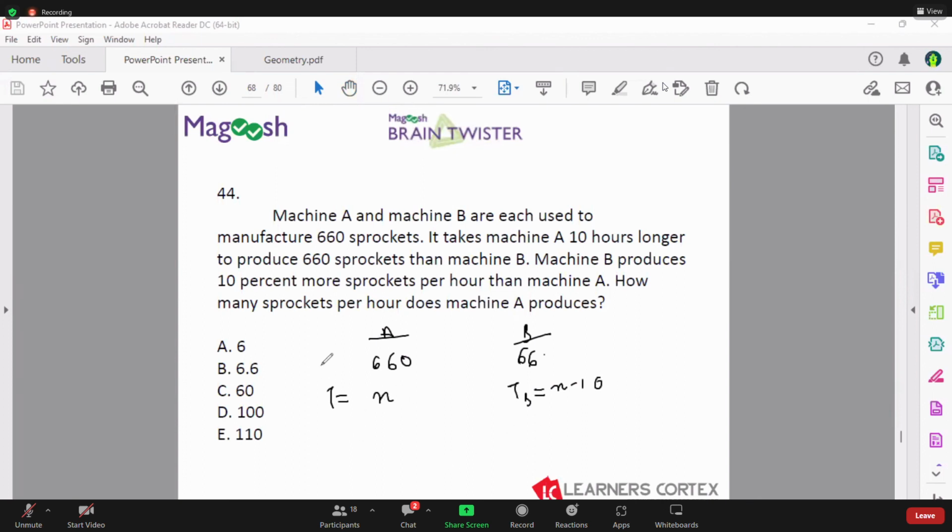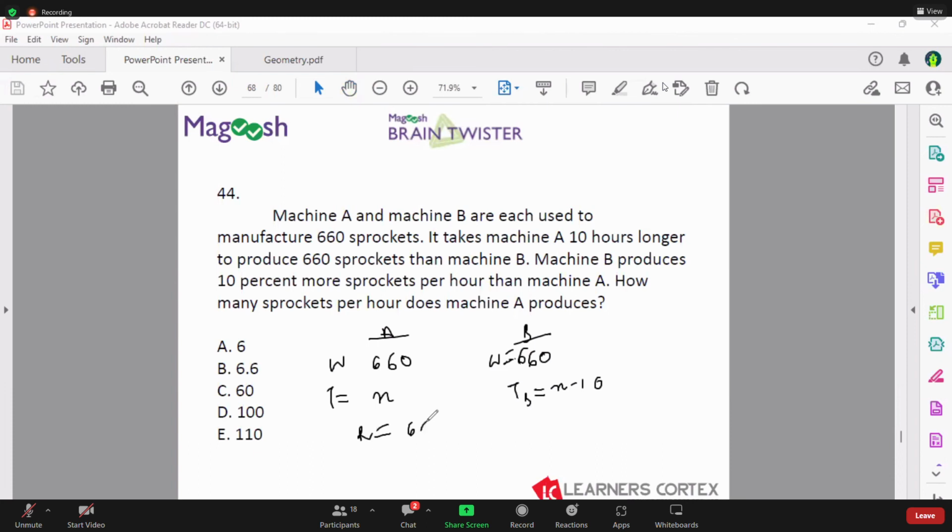Okay, so the rate of A will become 660 over x, and the rate of work for B will become 660 over x minus 10. Now this obviously would be greater than A because the denominator is smaller and the numerators are equal. That is why the rate of B would be bigger.